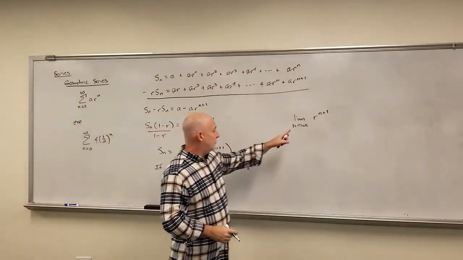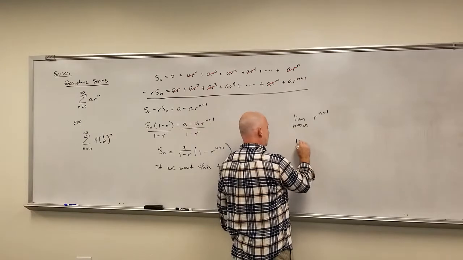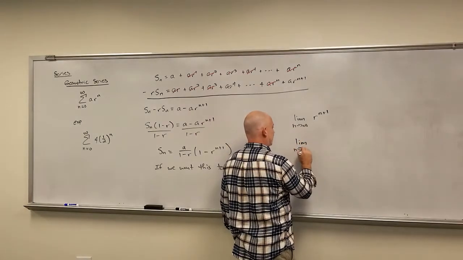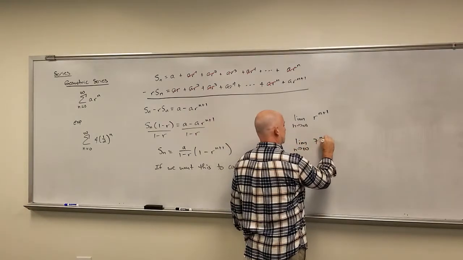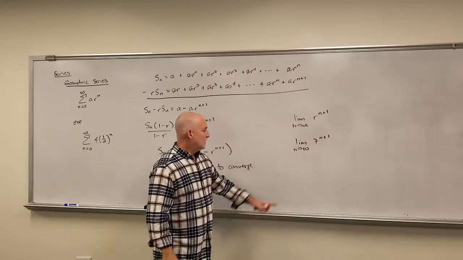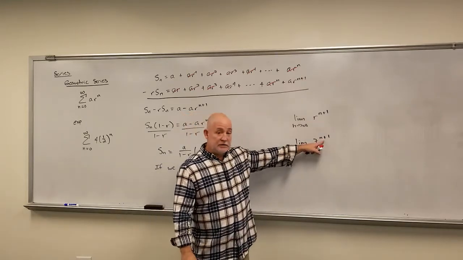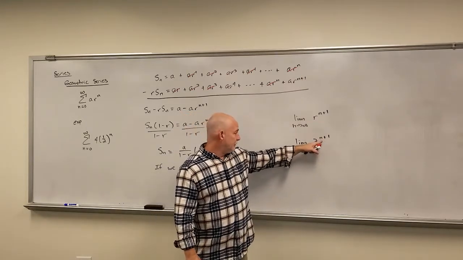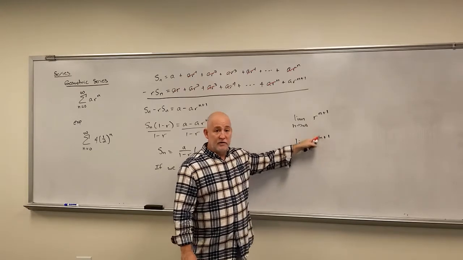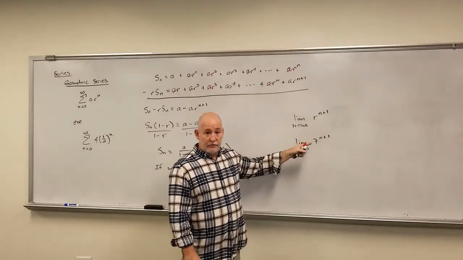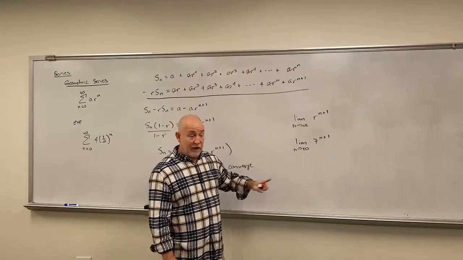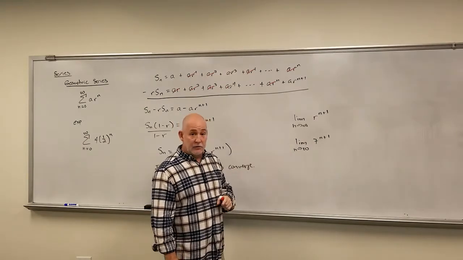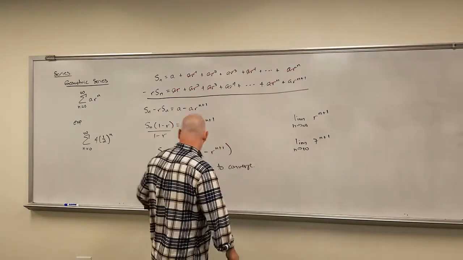Well, if r is some number, watch. I say, let's let R be 7. That would be 7 to the n plus 1. As n goes to infinity, you can definitely see that's going to be 7 to the first, 7 to the second, 7 to the third, 7 to the fourth, 7 to the fifth. So that's getting giant really fast. So that's definitely going to go to infinity, so that won't work.